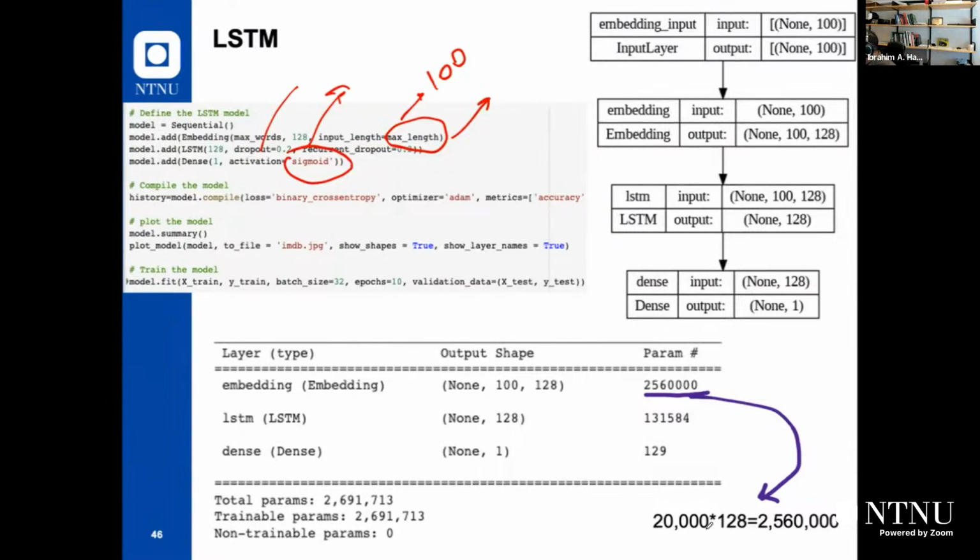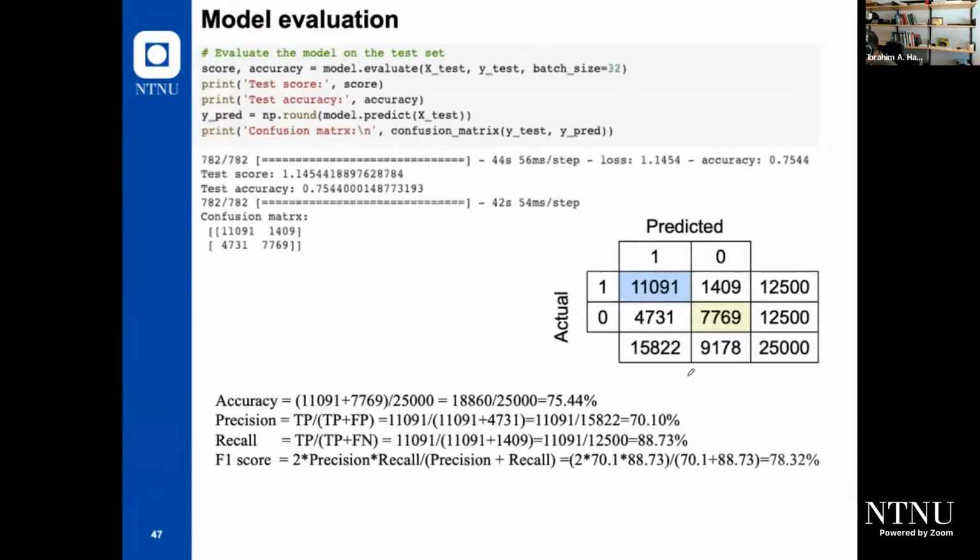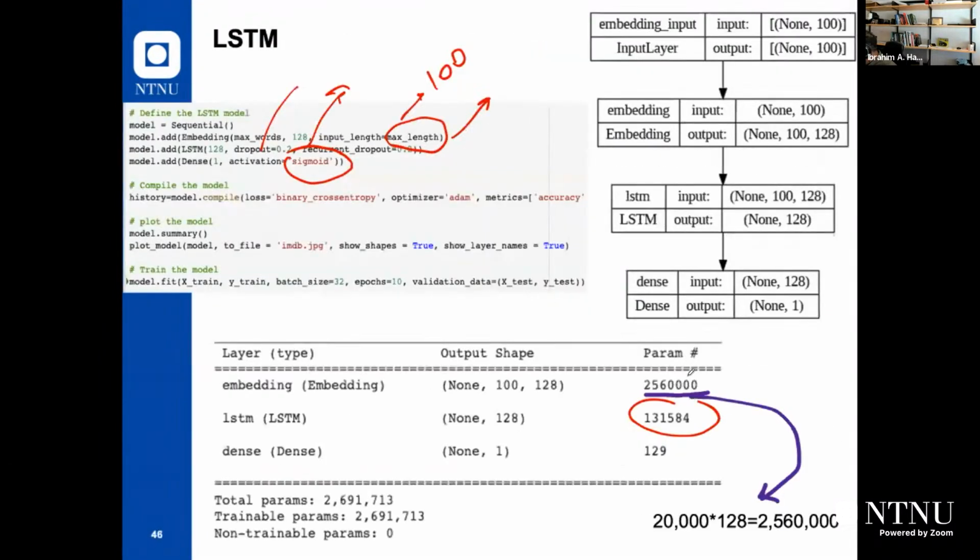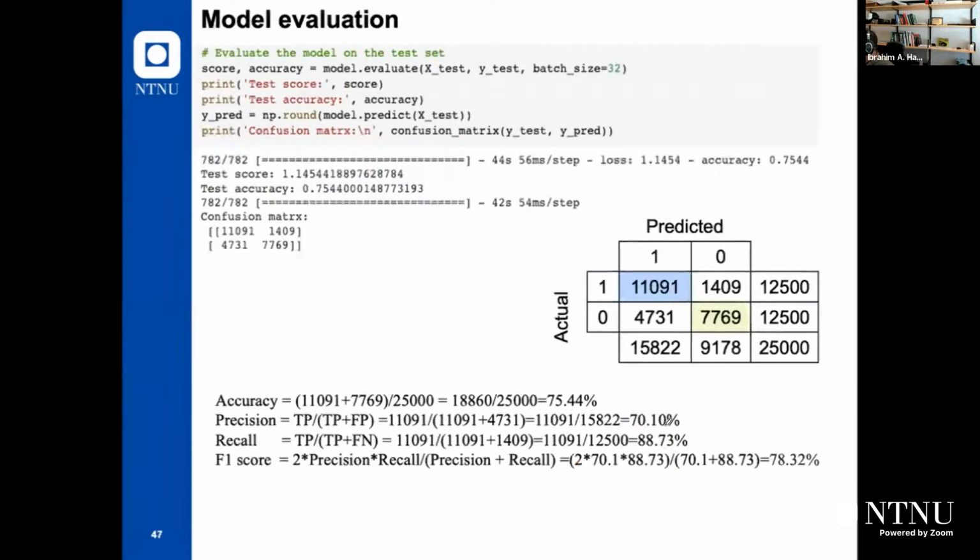For the LSTM, it has 128 units, and the number of inputs is 128. If you need to get this number, maybe it's explained on the next page, but no problem. First, it's 128 multiplied by 128 plus 128 multiplied by 128 plus 128. You will get this number. For the output layer, it's 1 multiplied by 128 plus 1, so it will be 129. So we will train the model and we will evaluate the model with my test set.